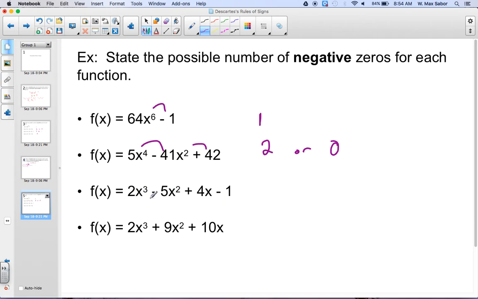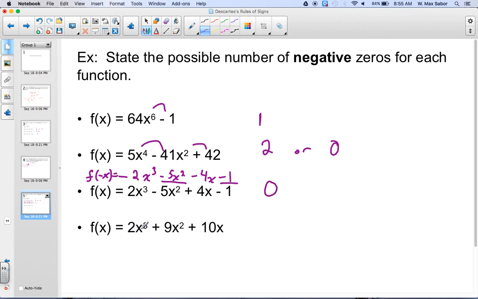In this problem, when we plug in negative x, all of the odd exponents are going to change. So if we plugged in f of negative x for this third one, f of negative x equals negative 2x cubed minus 5x squared minus 4x minus 1. So the terms with even exponents didn't change at all, but the terms with odd exponents, 4x and 2x cubed, did change, so that now they're negative. Now all of the terms are negative, so how many sign changes are there? There are no sign changes.